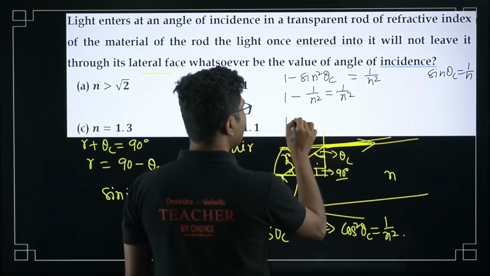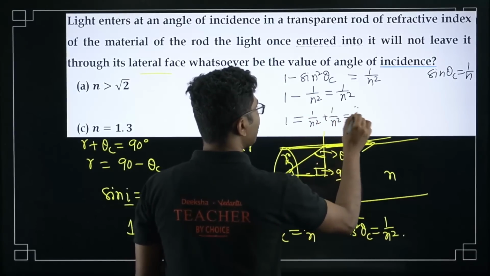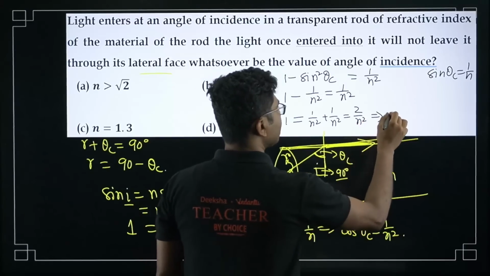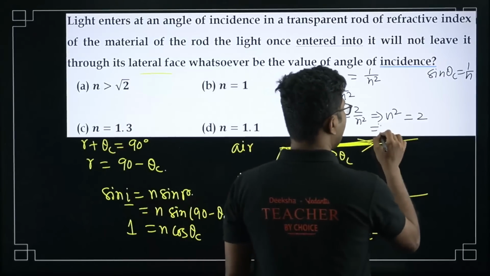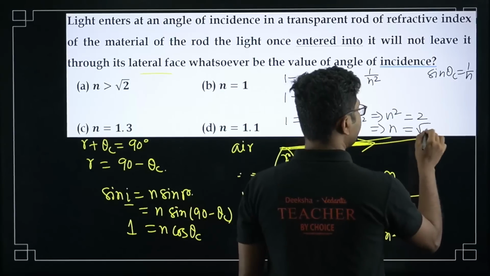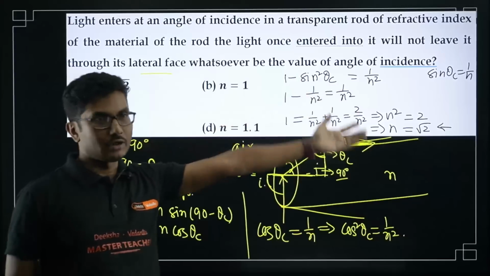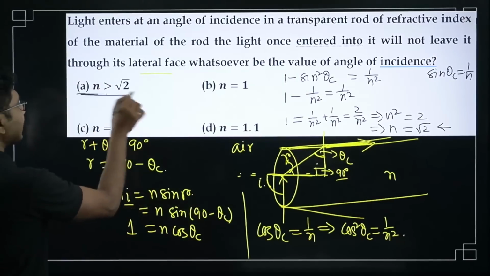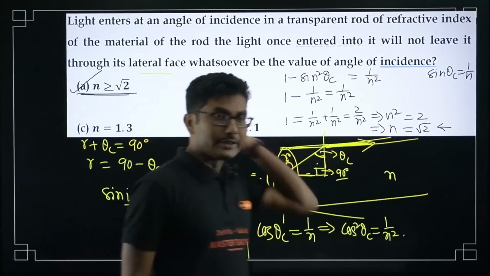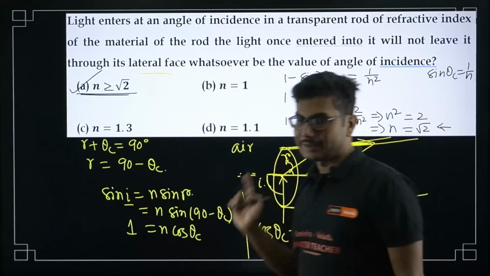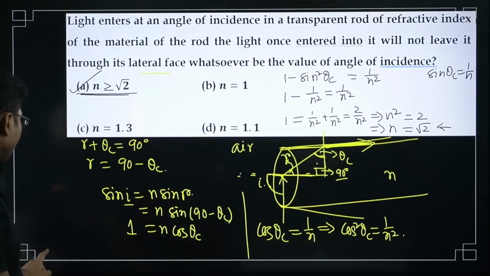So here we have 1 equals 1 by n square plus 1 by n square, that is 2 by n square, or n square equals 2. Cross multiplication, right? From here we get n must be equal to root 2. This is the minimum possible value of refractive index. Any value more than that is definitely good. So we see that this is the correct answer. n must be greater than or equal to root 2, because the condition is that it should not exit. It is not exiting here, it is just grazing the surface. So the condition should be n greater than or equal to root 2.